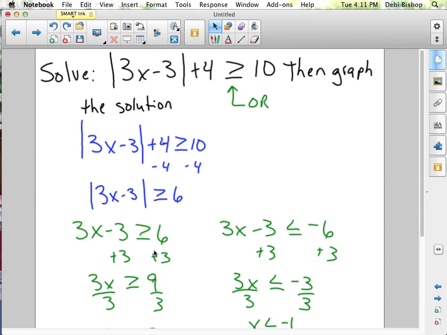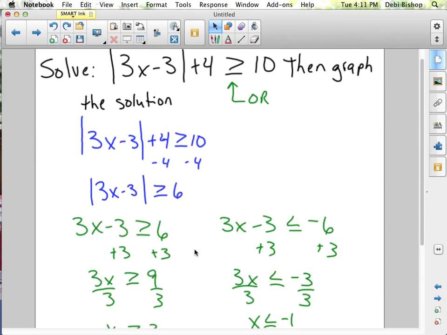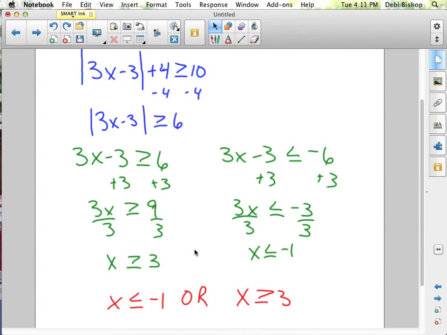Then I do my positive and my negative possible solutions. 3x minus 3 is greater than or equal to 6. Add 3 to both sides: 3x is greater than or equal to 9. Divide by 3: x is greater than or equal to 3. On the other side, when I have my negative, I have 3x minus 3, and I flip my sign, less than or equal to negative 6. Add 3 to both sides: 3x is less than or equal to negative 3. Divide by 3: x is less than or equal to negative 1.